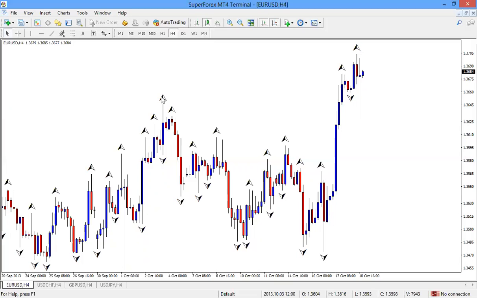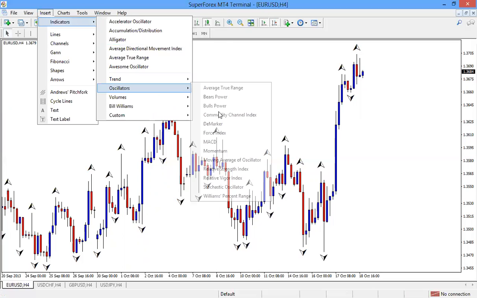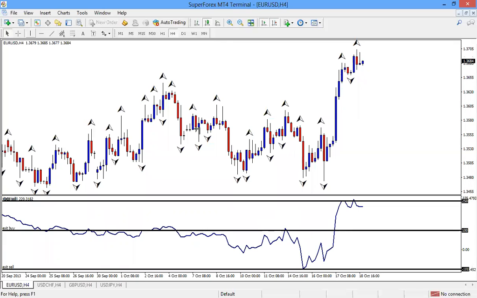So now imagine you put your fractal and then introduce our guy, the Commodity Channel Index. You see? Now the Commodity Channel Index is telling you to buy, but then you wait for a fractal. The moment a fractal appears, when this one is telling you to buy, you can then buy. You see?